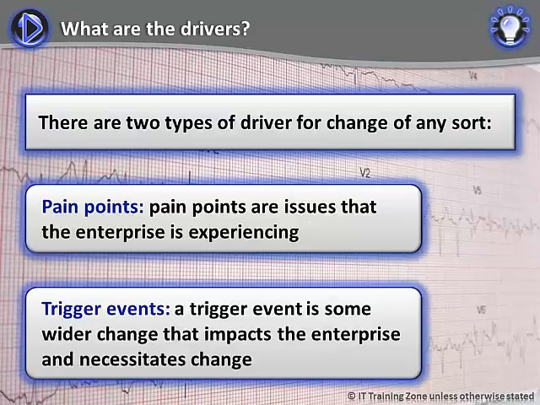There are two types of driver for change of any sort. First, pain points. Pain points are issues that the enterprise is experiencing. We as individuals change our behavior in similar circumstances. For example, people often adopt a more healthy lifestyle after an illness or other medical event.